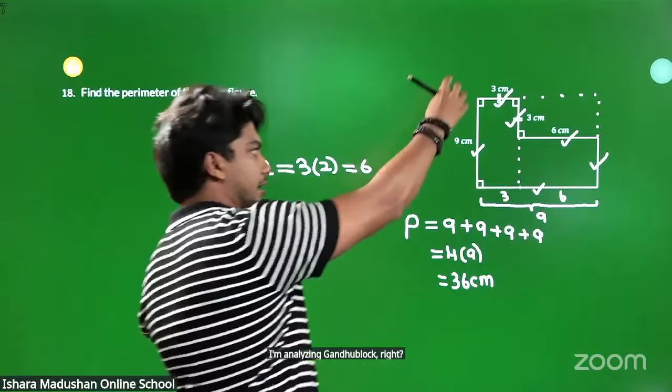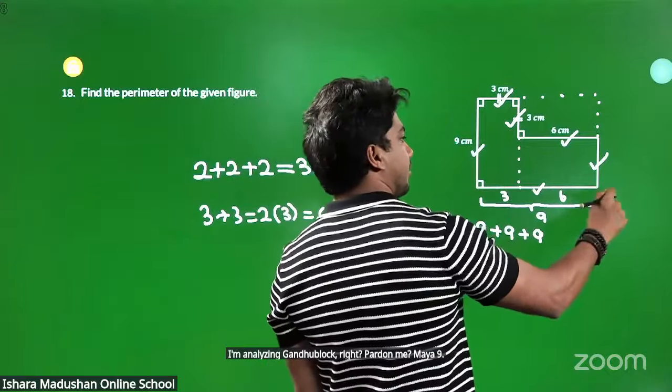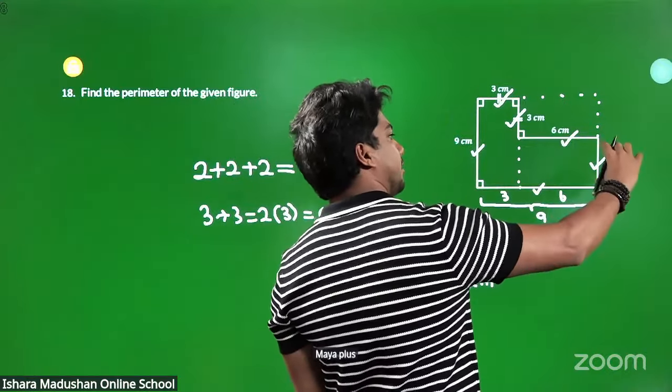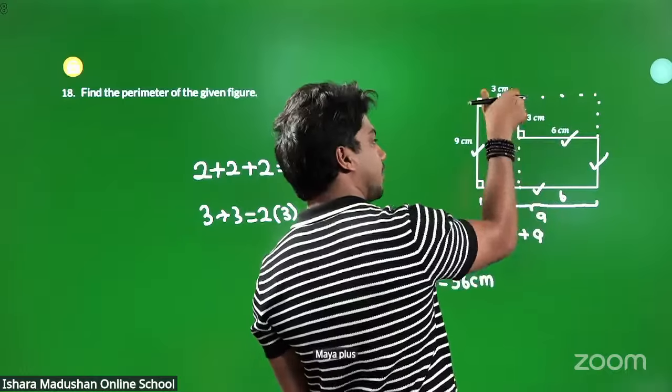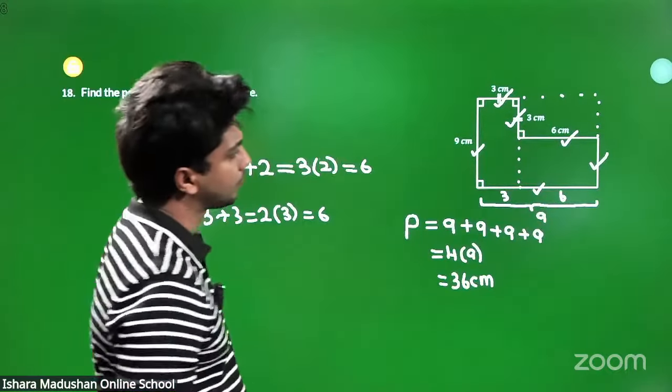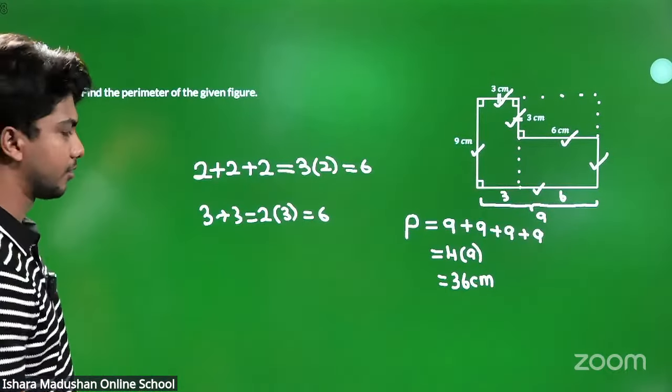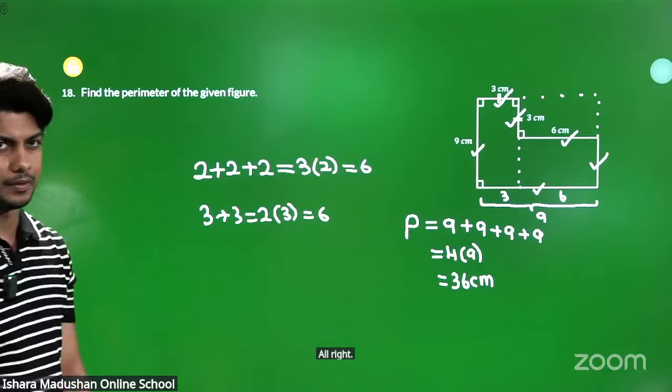Right? You can find the perimeter like that.